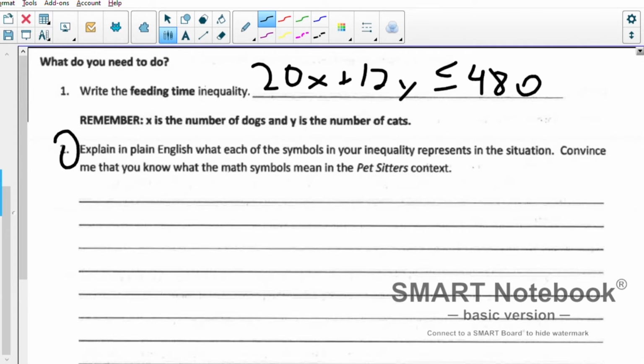All right, on part 2 it says to explain in plain English what each of those symbols represents. So we're going to go through here, and we say the 20 represents the amount of time for one dog, amount of time to feed one dog.